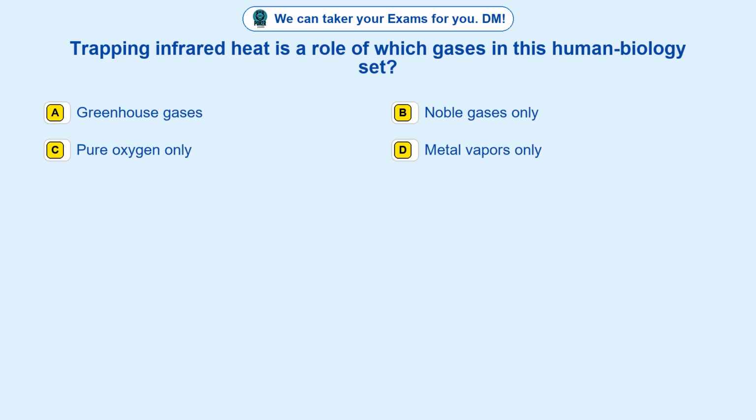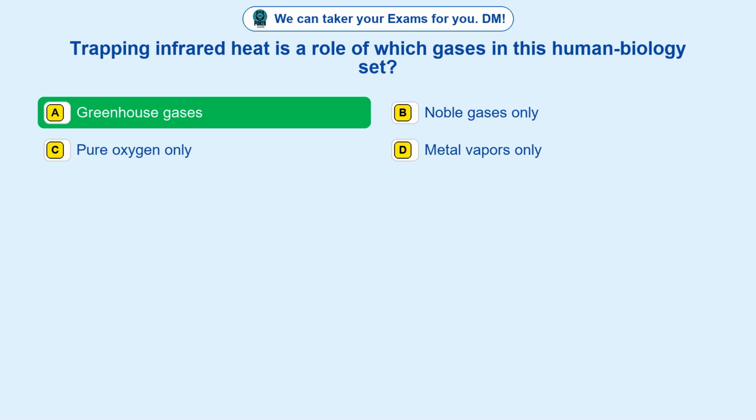Question 88. Trapping infrared heat is a role of which gases in this human biology set? Option A, greenhouse gases. Option B, noble gases only. Option C, pure oxygen only. Option D, metal vapors only. The correct answer is option A.